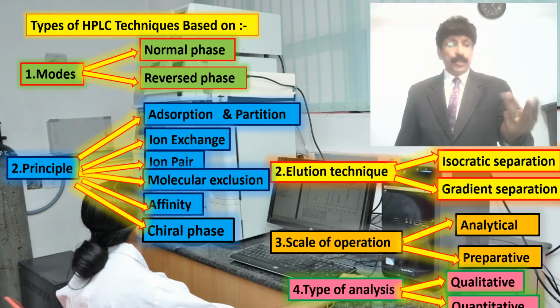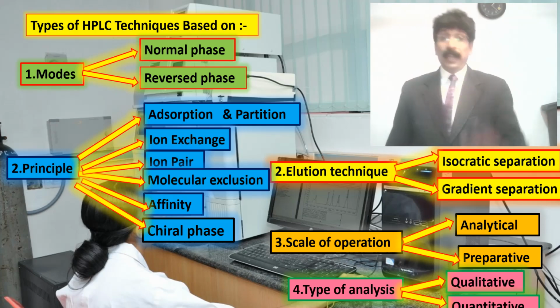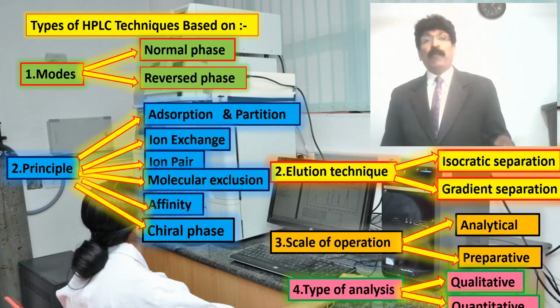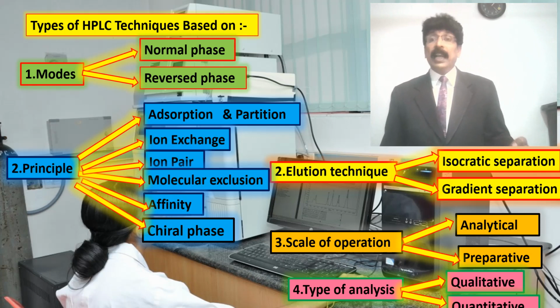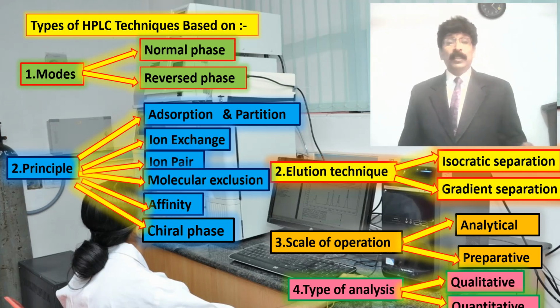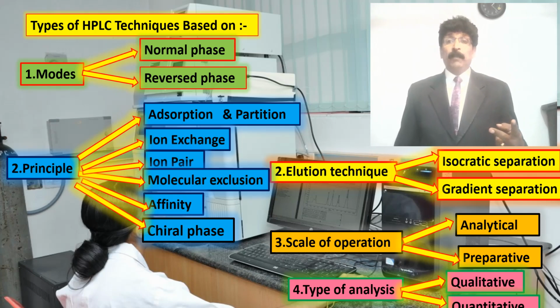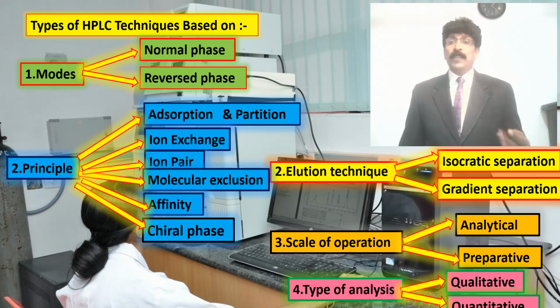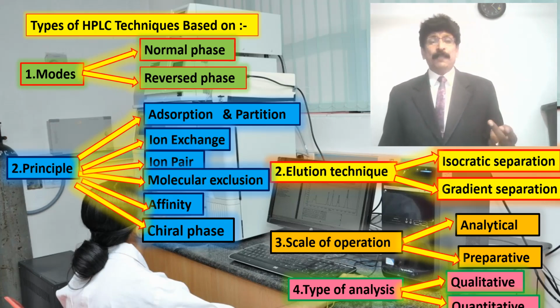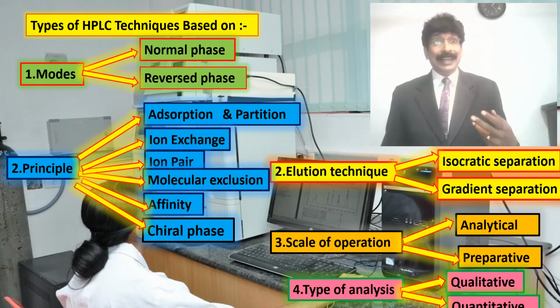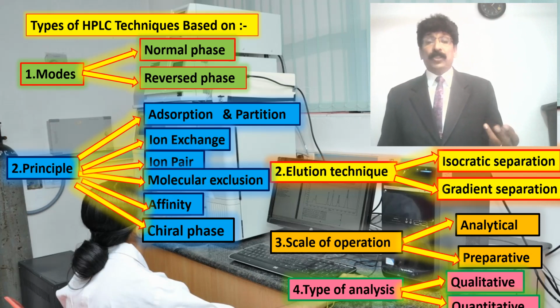Mode is 1, and 2 is principle. In the slide I made a mistake: 3 is elution technique, 4 is scale of operation, and 5 is type of analysis. Once again I want you to revise and remember. By mode you can have 2, normal phase and reverse phase chromatography. By principle in HPLC you can have adsorption and partition HPLC, ion exchange HPLC, ion pair HPLC, molecular exclusion HPLC, affinity chromatography, and chiral phase chromatography.